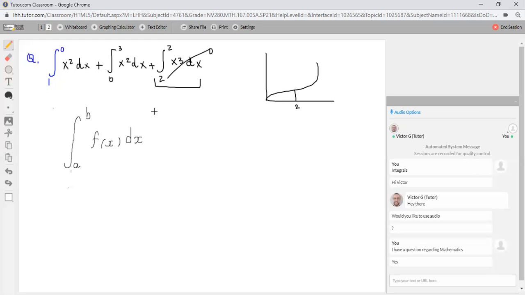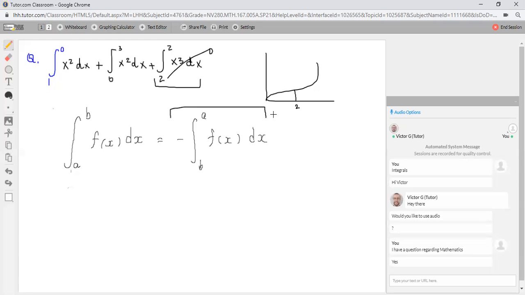But we have a way to deal with this. Okay, so when we switch the limits of integration, we are going basically to switch the signs. So the thing is, the number itself is the same, but the signs are switched. Is there any particular reasoning behind why this is the case?